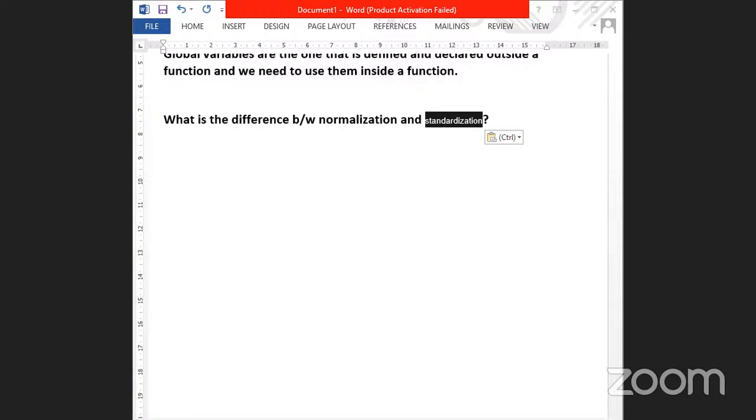Okay, normalization range 0 to 1, standardization 0. Okay, great.